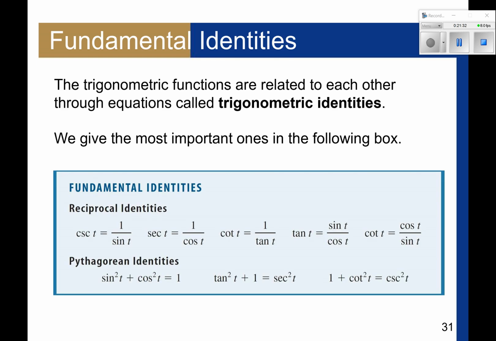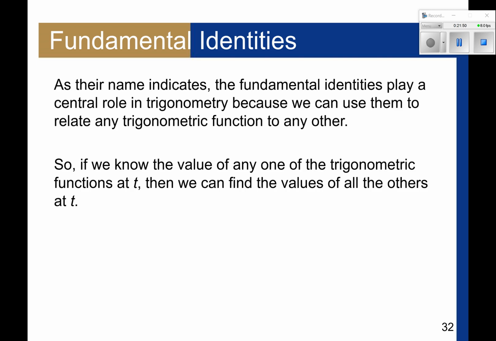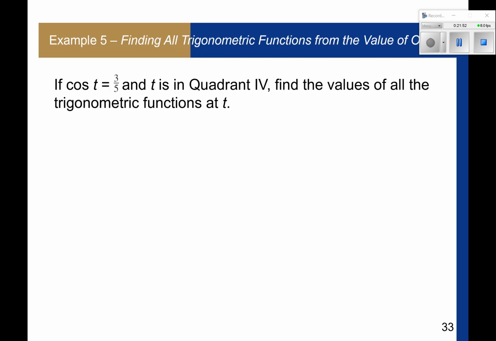And then we get into G. You've seen all of these before. Tangent is sine divided by cosine. Sine squared plus cosine squared is equal to 1. I imagine that you have many, if not all of those, on the back of your note card. Say cosine of t is 3/5, and t is somewhere there in quadrant 4. Not surprising that cosine is positive in quadrant 4. Find the values of all of the trigonometric functions.